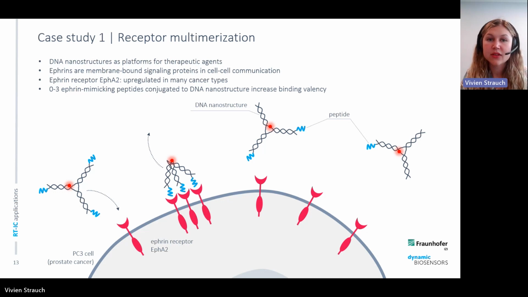So with these nanostructures, they wanted to change the valency of a specific analyte, and they wanted to see differences for different valencies in the interactions. So the model system they used are ephrin receptors on the cell surface, as well as ephrin mimicking peptides. And these DNA nanostructures would now contain either only 1 peptide or 2 peptides or 3 peptides on the nanostructures. So we have different valencies in our analyte, and we then tested the kinetics of these different nanostructures with their receptors on the cell surface.